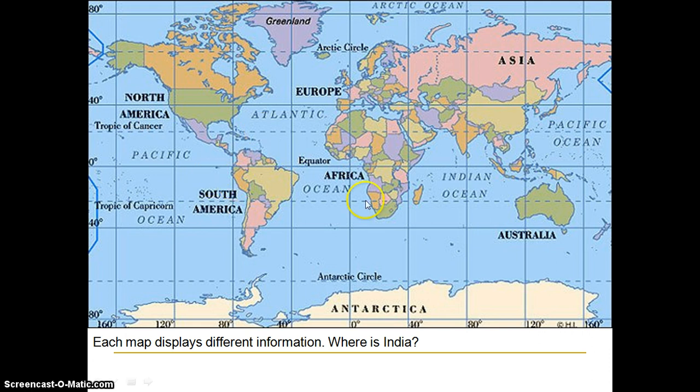So if we look at this particular map, one of the things I do with my classes, I say, okay, well, where's India on this map? So India is over here. Okay, so you see that it is east of the United States, and then east of Africa, and so forth and so on.